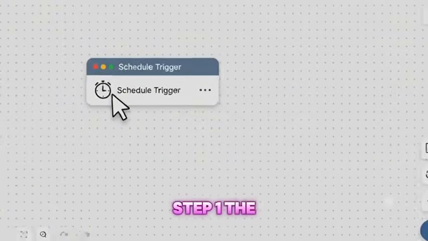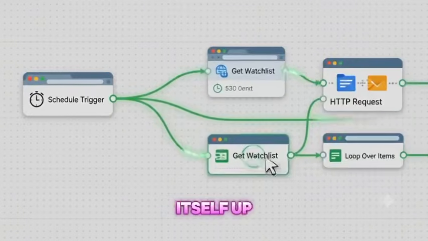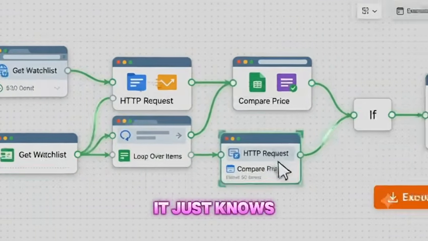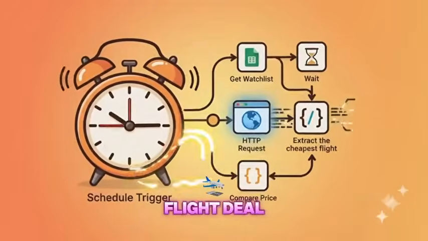Step 1. The schedule trigger. Every single morning, this robot wakes itself up. No button, no manual click. It just knows it's time to check prices, like an alarm clock for your flight deal.